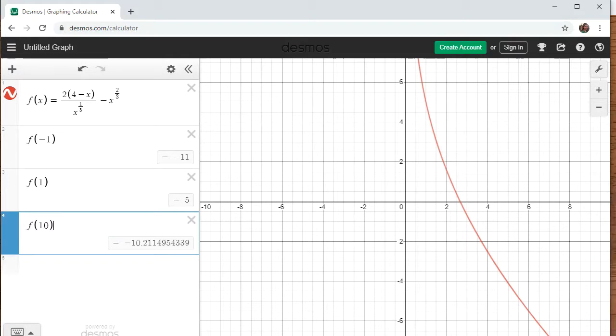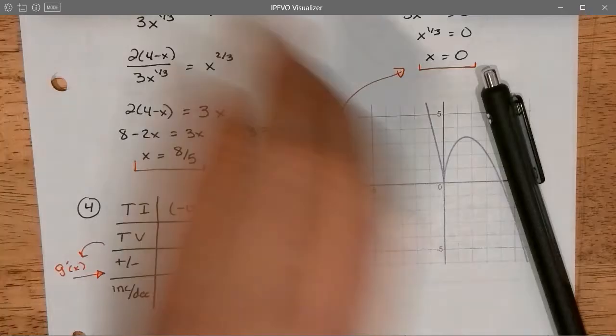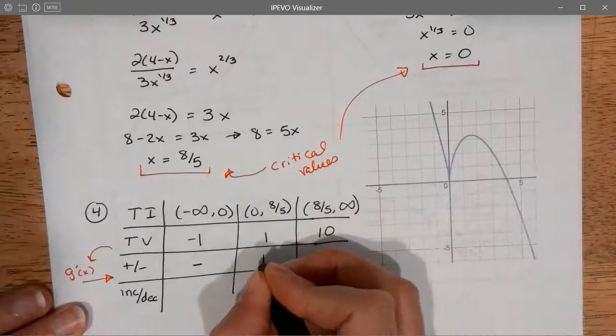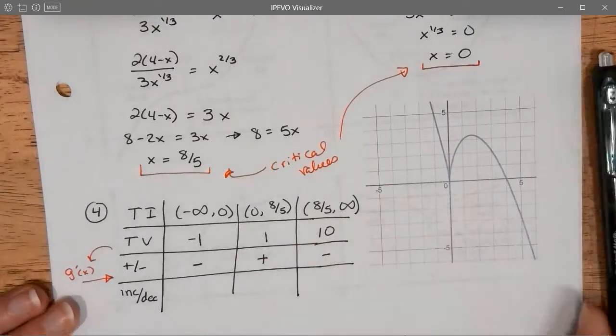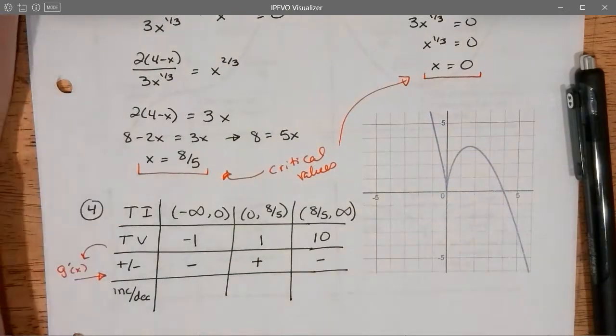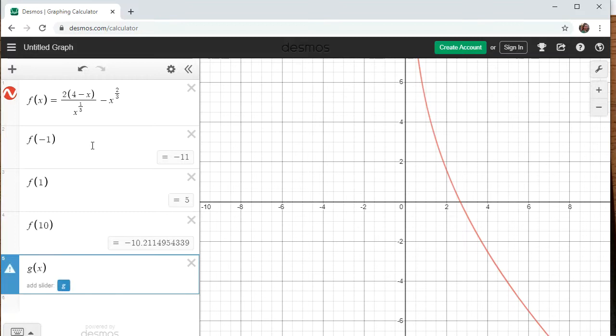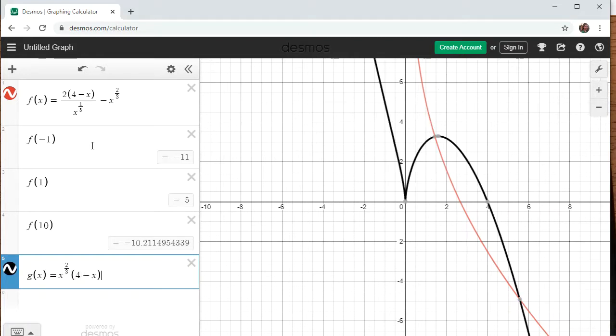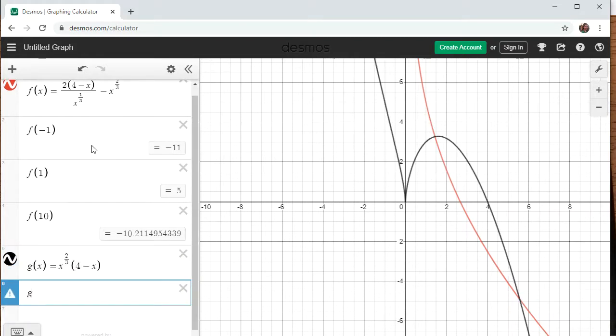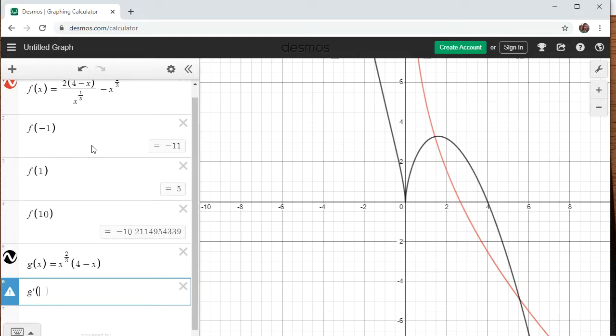Okay, so back over here, I can fill in that I had first a negative, then a positive, then a negative. One other way that you can do this, if you are feeling like it, instead of typing in the derivative, if you want to just check yourself, you had to find the derivative anyway, but if you want to check yourself, you can type in the original function, x to the 2/3 times 4 minus x, and then you could evaluate the derivative g prime at those values.